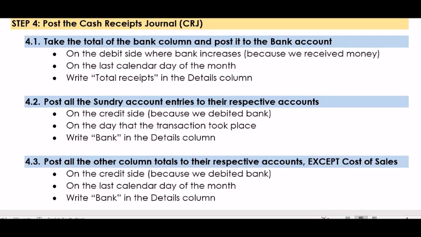Then the next step on our guide says post all the sundry account entries to their respective accounts. Okay, so what you will do is you will go through the sundry accounts and you will take it entry by entry and post it to the account. You will post it on the credit side, okay, because we already debited bank with all of the total of our receipts. Now we will work on the credit side on the day that the transaction took place, and you will write bank. Okay, so let me show you.